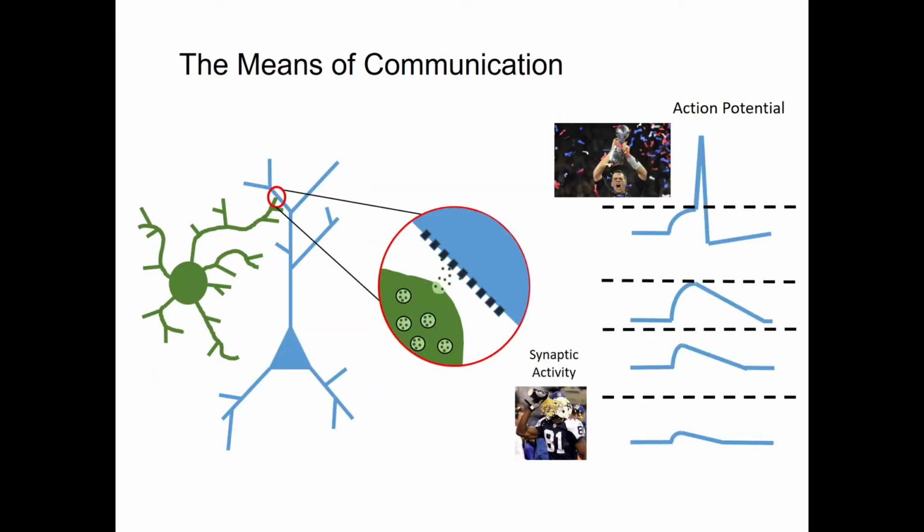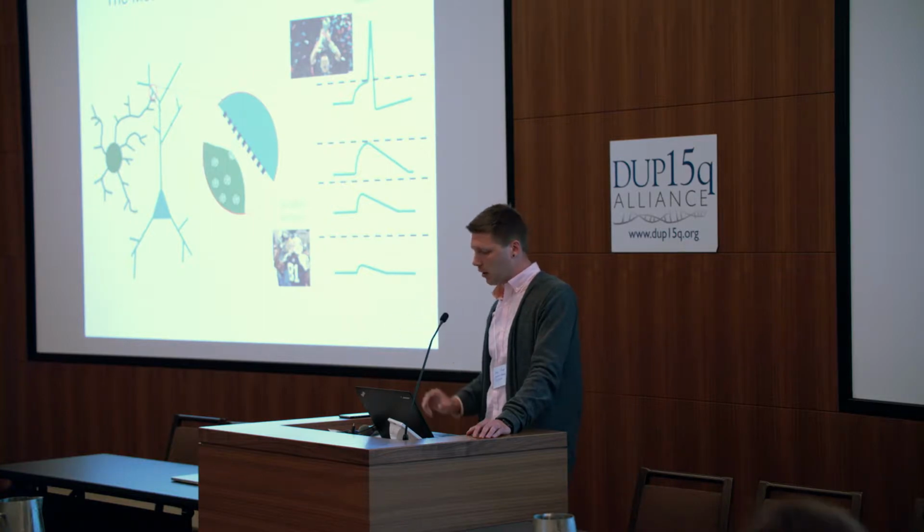There are a few things you need to keep in mind for the rest of this data. There are 2 types of activity: action potentials, which you can think of as large electrical signals, or synaptic activity, which is this smaller chatter.